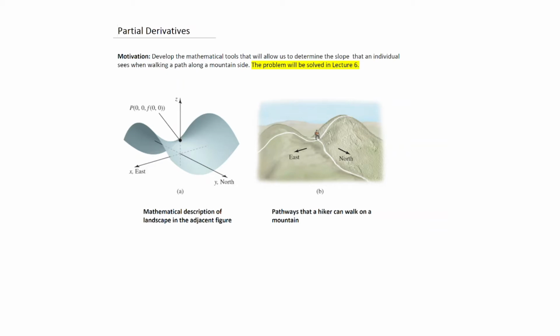If you look on the left, there's a mathematical description, the same picture. You have a specific point at the top, which in this case is the origin, and the hiker is at a certain elevation, which would be the function f evaluated at 0, 0. We have different paths that we can take going down the hill. The question is, how are we supposed to determine what the slope is in a particular direction?